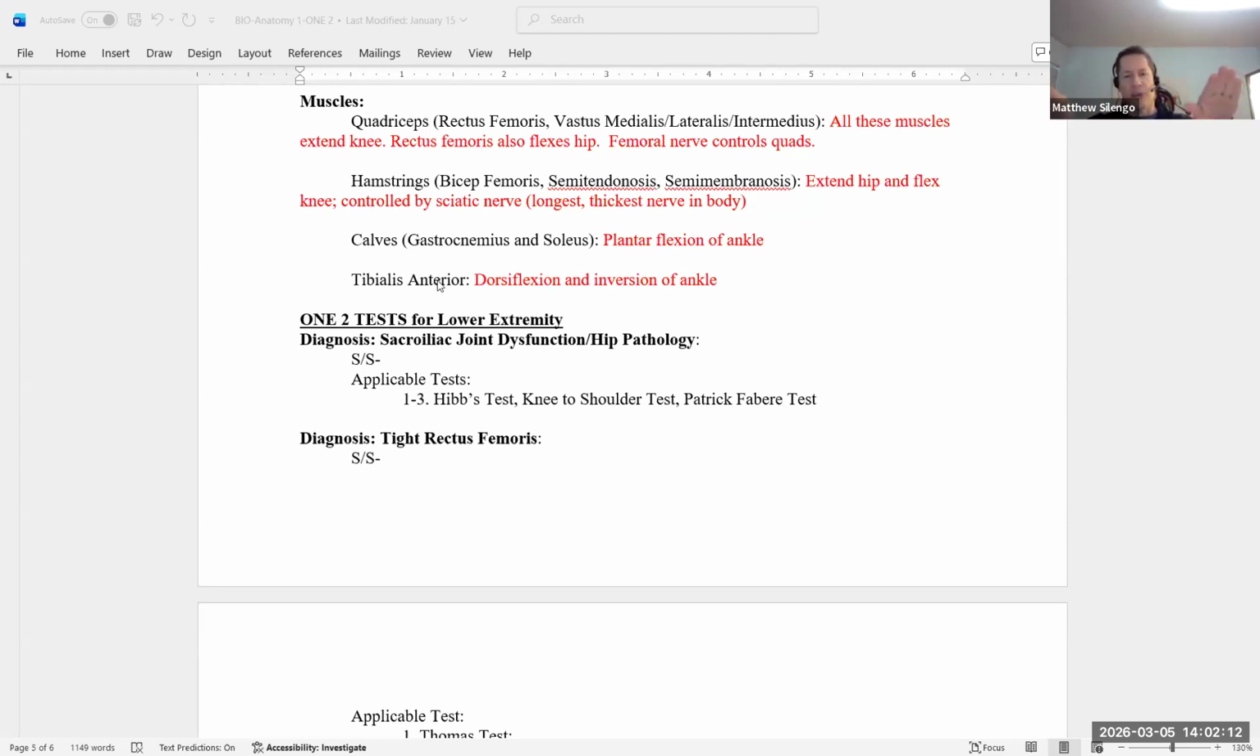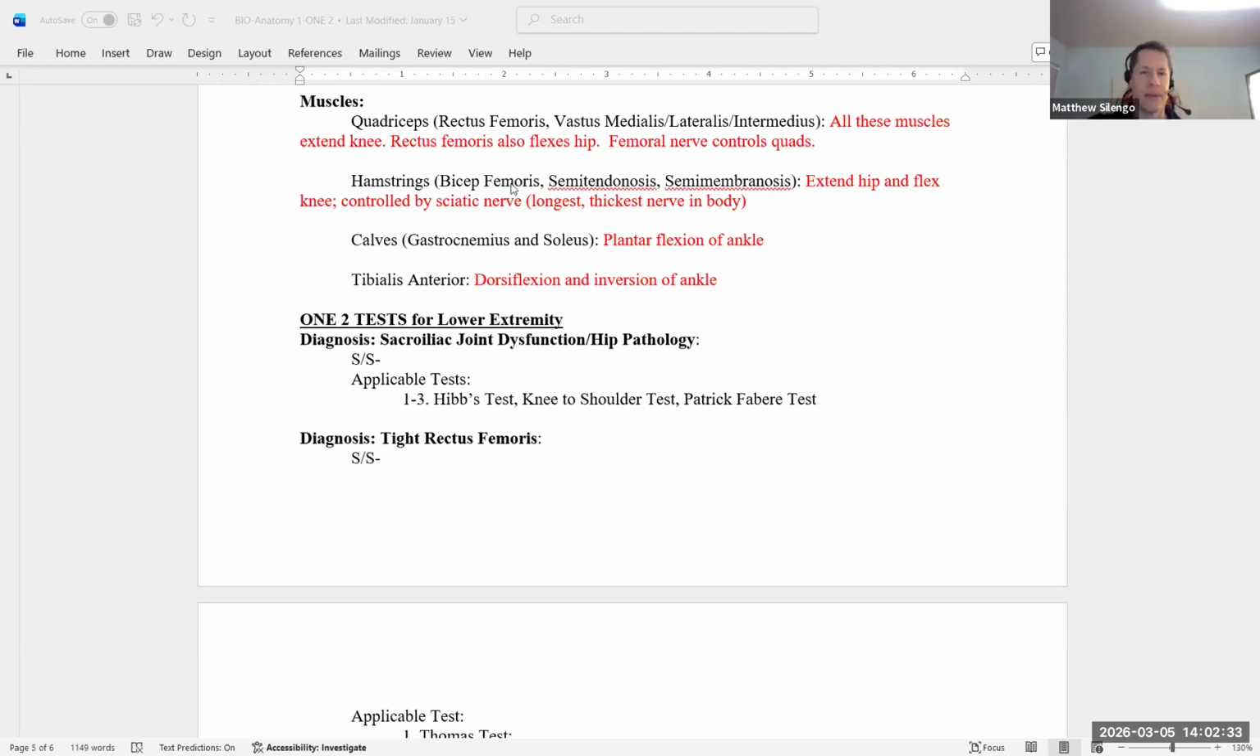And it'll also do a little bit of inversion of the ankle. Remember, inversion is where your feet turn in towards midline. Eversion is when they go out the other way. So this will do inversion of the ankle joint or inversion of the foot along with simultaneously dorsiflexion.